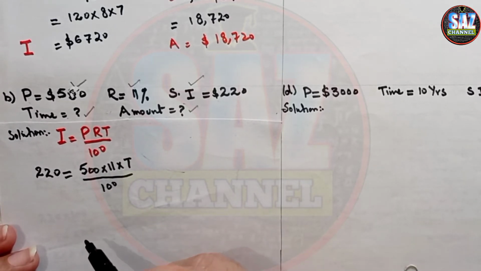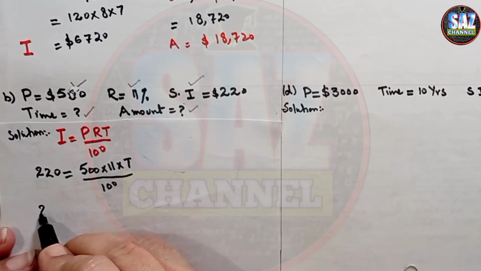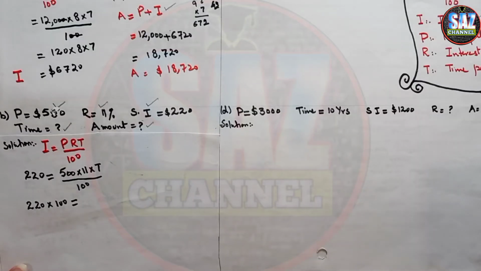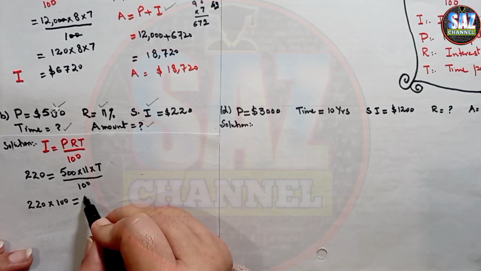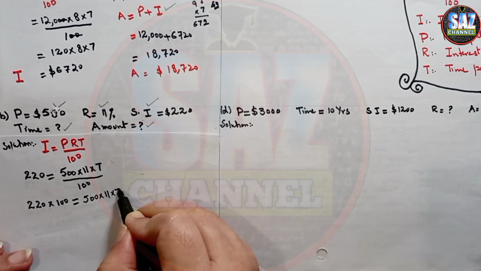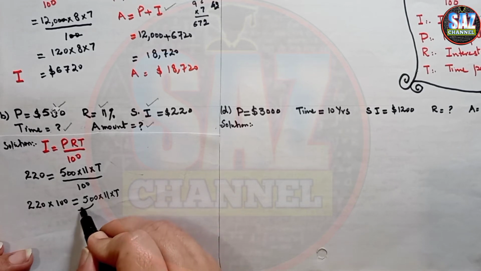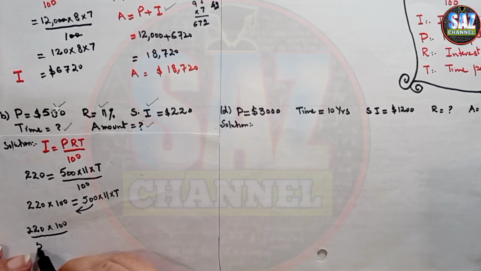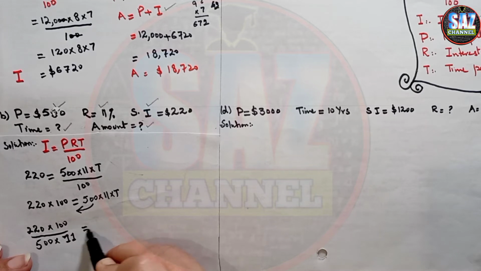Now we have to take this 100 to the other side: 220 multiplied by 100. So the equation will take the form 220 multiplied by 100 equals 500 multiplied by 11 multiplied by t. Now shift 500 multiplied by 11 to the other side. So the equation will take the form 220 multiplied by 100 upon 500 multiplied by 11 equals t.